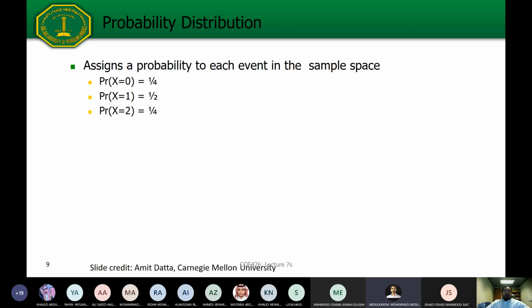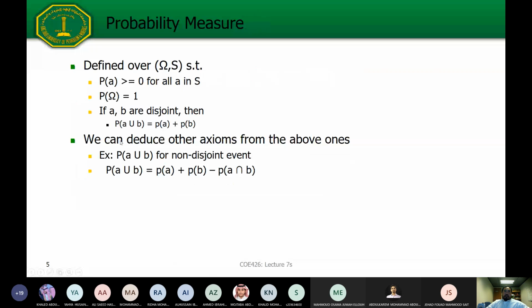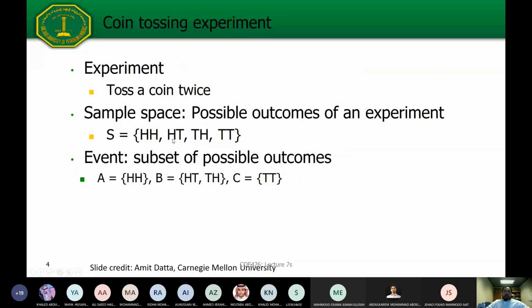0 heads is 1 over 4, right? Because we have four possible outcomes. Remember, HH, HT, TH, TT. What is the probability of not getting any heads? It is TT, which is 1 over 4, right? 1 case out of 4 possible cases.